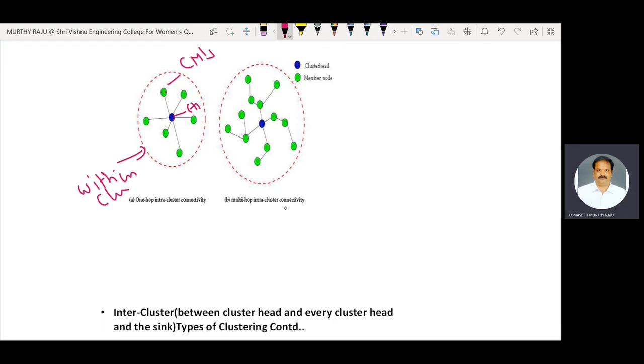In multi-hop intra-cluster connectivity, here is the cluster head. The remaining nodes are not directly connected to the cluster head. This is called multi-hop connectivity. Multi-hop intra-cluster connectivity.